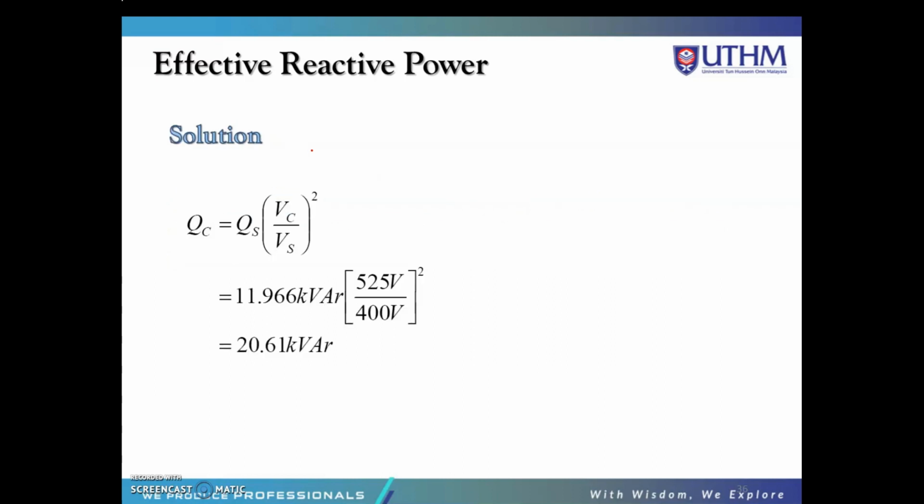Okay, so you use the previous equation, which is QC equivalent to QS times VC over VS squared, where VC is the V capacitance and VS is the V supply. Then you key in QS equivalent to 11.99 kVAR, times 525 volt divided by 400 volt squared, then you can get 20.61 kVAR. Okay, that is the effective reactive power that can be used to correct the power factor to 0.9.